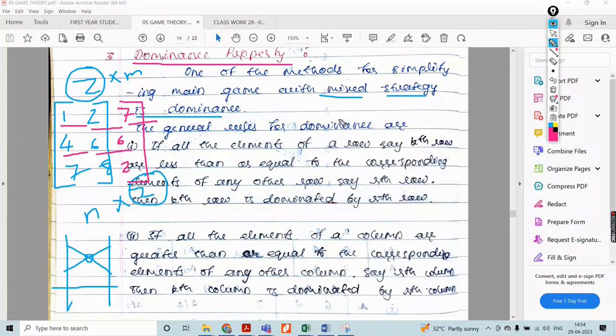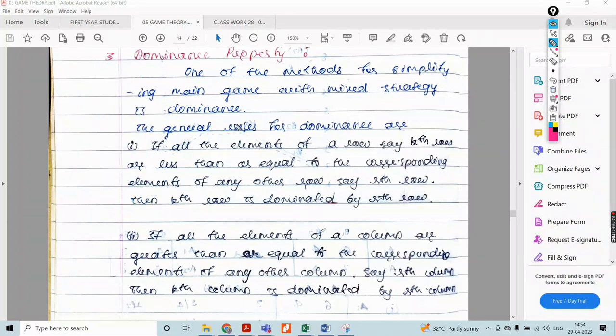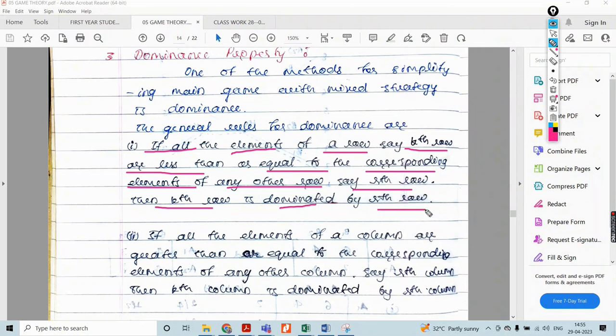Okay, drop your hands. Now, if all the elements in a particular kth row are less than or equal to the corresponding elements of any other row, say the rth row, then the kth row is dominated by the rth row. Obviously, the kth row is dominated by the rth row. That itself is called the dominance property.